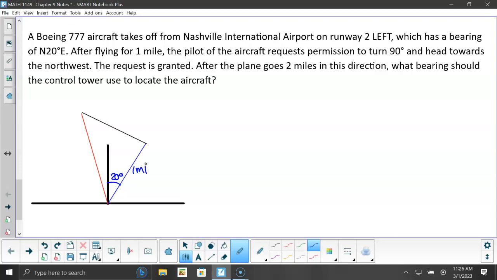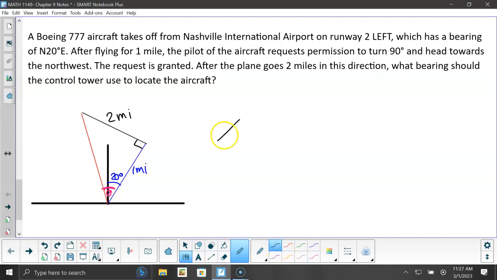The pilot radioed in and said, I want to make a 90-degree left turn. Is that cool? Now remember, that 90-degree left turn is from where he's flying. So that makes it a 90-degree angle. He keeps trucking along, going northwest, for another 2 miles. Now, what they're trying to do is go from Nashville International Airport and figure out what the bearing of that plane is now. So what we really need is to find the entire angle down here.